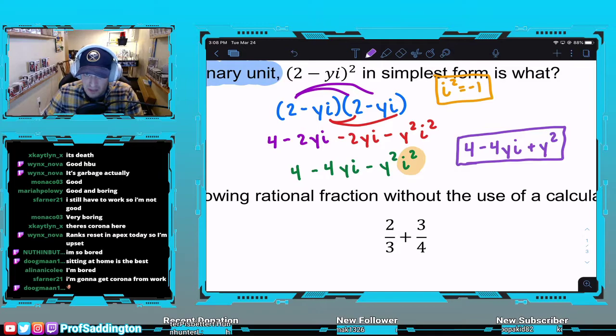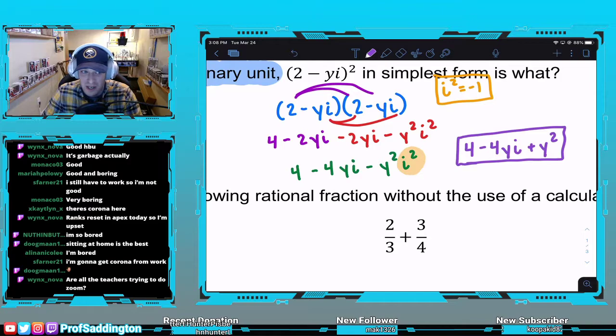And that would be its simplest form. New York State may change that around and put it in highest to lowest degree form. So it would put the y squared first. It might put the imaginary number last. So I'm not going to flip it all around.